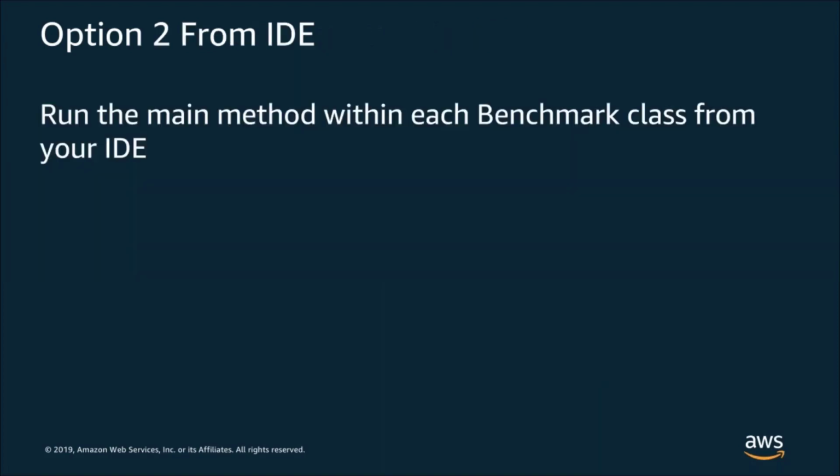The other option is you can just trigger the main method within each benchmark class from your IDE. However, according to the JMH site, this is less preferable because depending on what IDE you are using, you might need to do additional setup for your IDE, and the data generated from the IDE is less reliable compared with the other option.